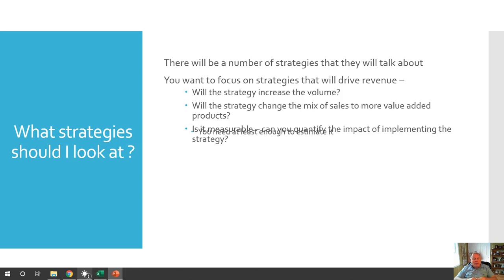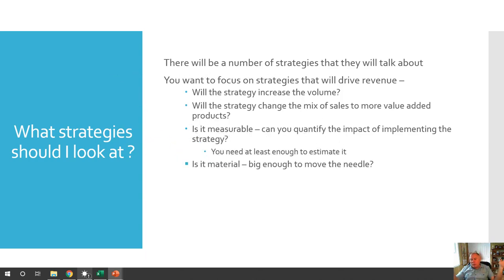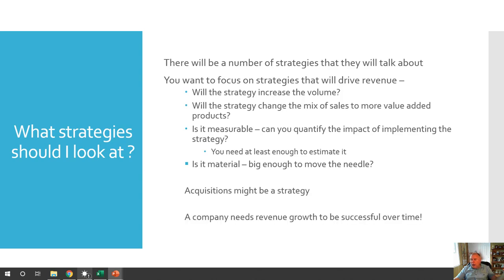Lastly, is it material? Is it big enough to move the needle? If a company does $10 billion in sales and something is going to only increase it by $100 million, that isn't going to do it. So you're going to look at the strategies and focus on those that will drive revenue. Acquisitions could be a strategy. That's okay. A company needs revenue growth to be successful over time. That's the simple bottom line. They need revenue to be successful.